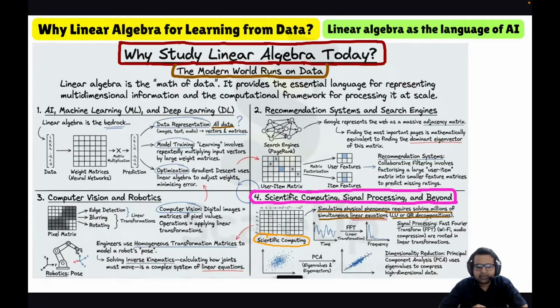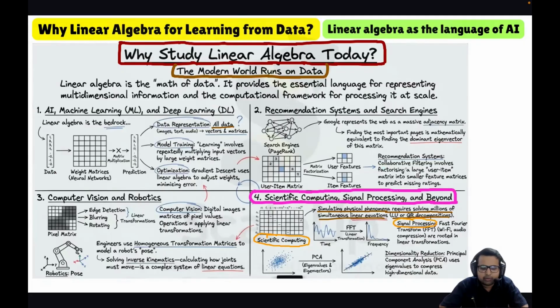So linear algebra is used in scientific computing. When we are simulating physical phenomena like fluid dynamics and weather, it requires solving millions of simultaneous linear equations. And to solve those millions of simultaneous linear equations, we make use of concepts of linear algebra like the LU or QR decompositions. Linear algebra also has a role to play in signal processing.